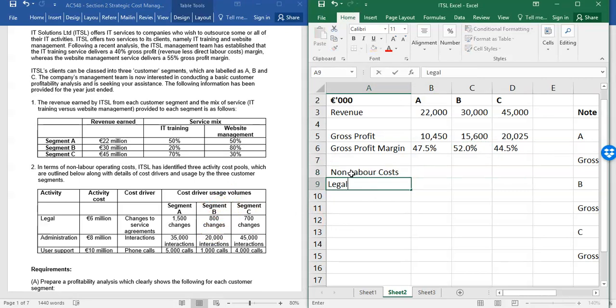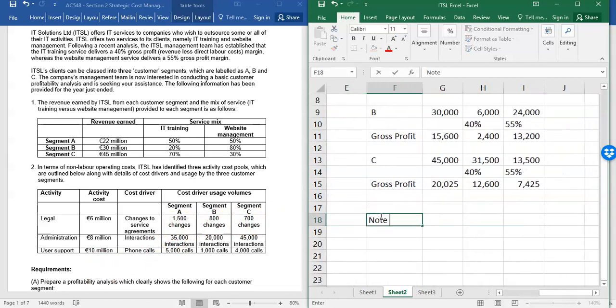And we have to allocate legal, admin, and user support. So the way we're going to do that is we're going to go to note 2, and use this information here to allocate the overall overhead, which is 24 million. Now you might try that yourself: pause the screencast, see can you make a stab at it to allocate it across, and we'll walk through it again to compare.